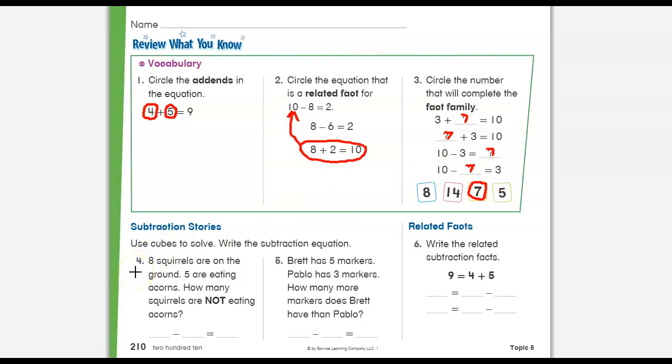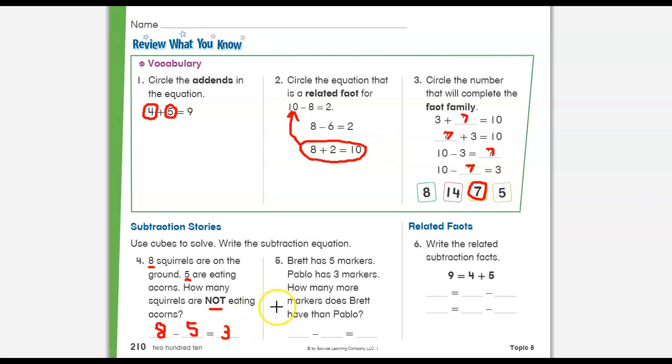On number 4, we had to write a subtraction problem for how many squirrels were not eating. If you take the total number of squirrels that are on the ground, which is 8, and you subtract them by how many squirrels are eating acorns, we would have 8 minus 5. 8 minus 5 is equal to 3.